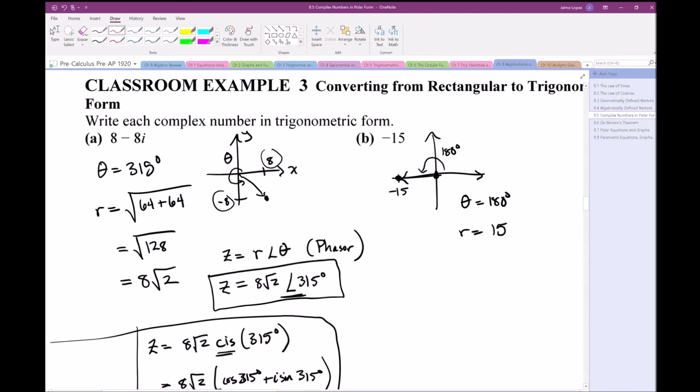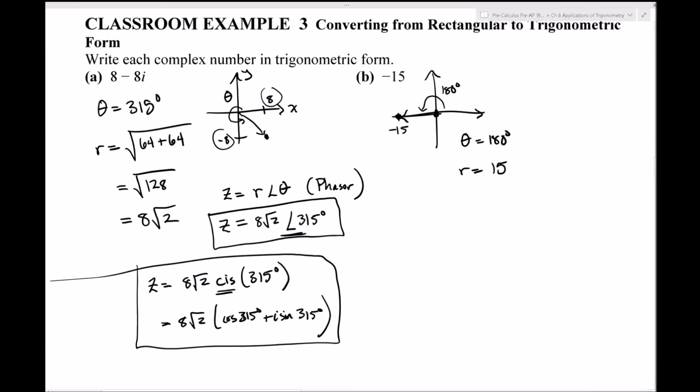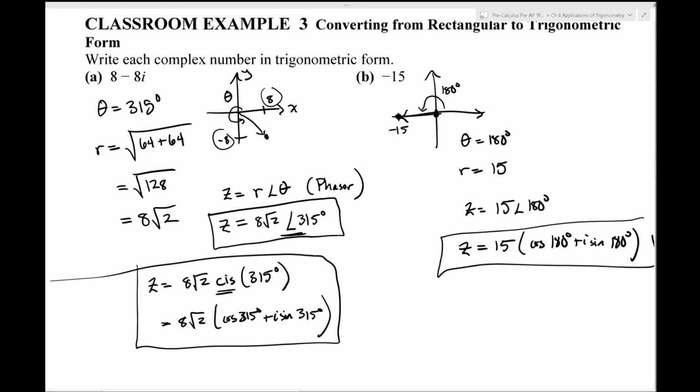So then what's the phasor form? 15, 180. Or in trigonometric or polar form, 15 cosine 180 plus I sine 180. That's the trigonometric way, the way they want.